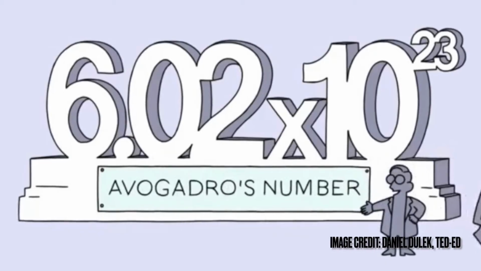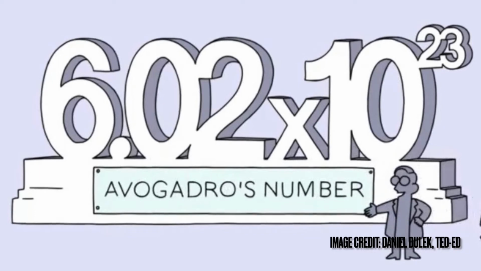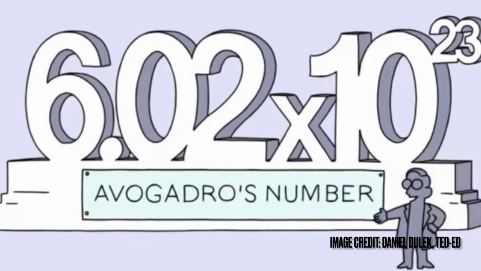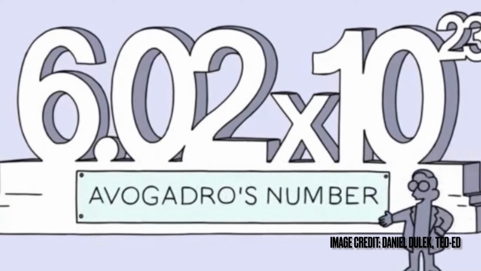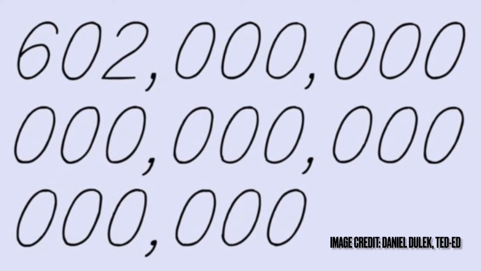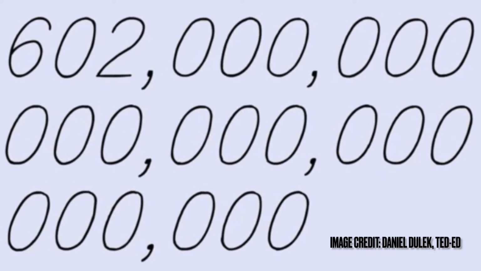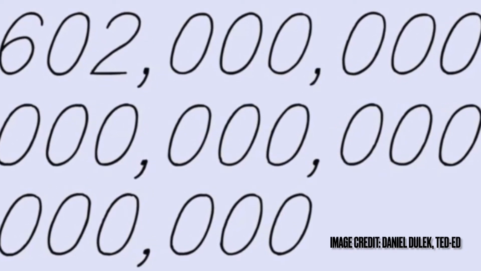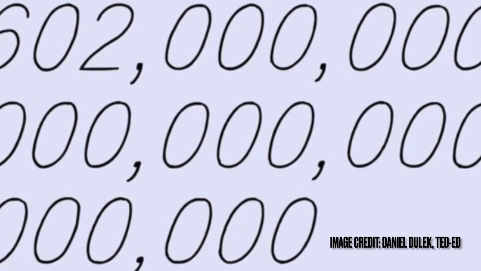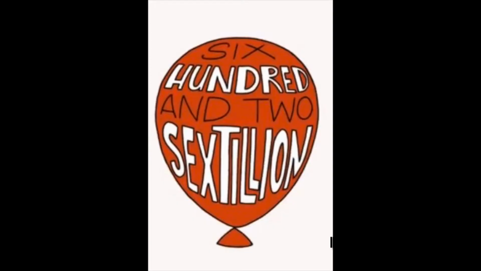Avogadro's number is 6.022 times 10 to the power of 23, when you're writing it in scientific notation. Obviously, when you're actually writing it as a number, it will be 6022 with zeros exactly after it. And so this is apparently pronounced 602 sextillion, according to a TED-Ed video, which I have linked in the comments. You can have a look at it.